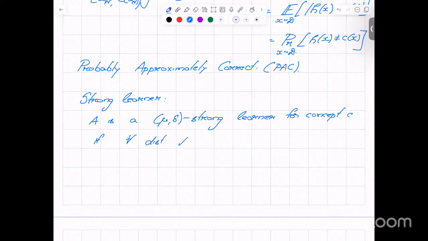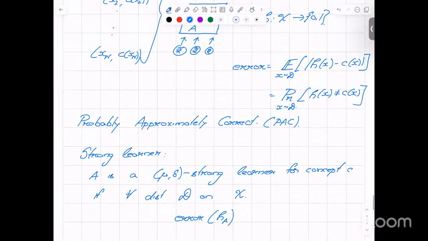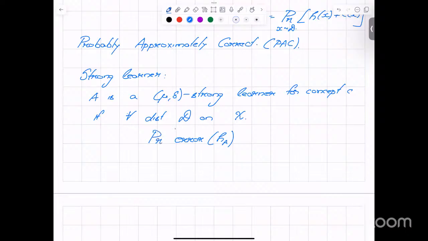distributions D on chi, the error of H produced by A, the probability of the error being larger than mu is less than or equal to delta. And this is over the random points of A.